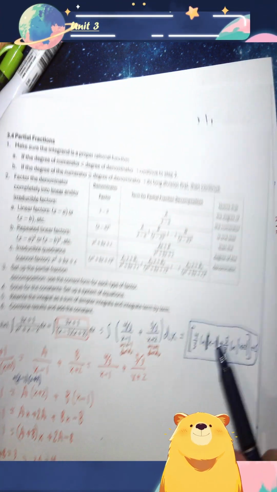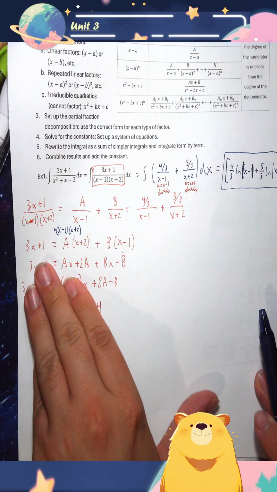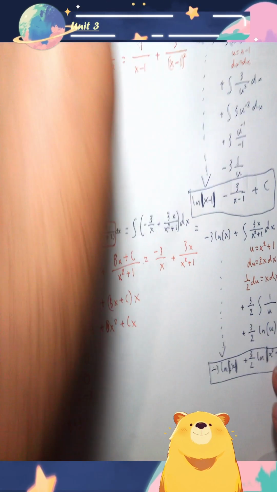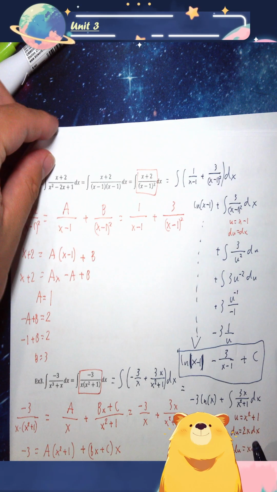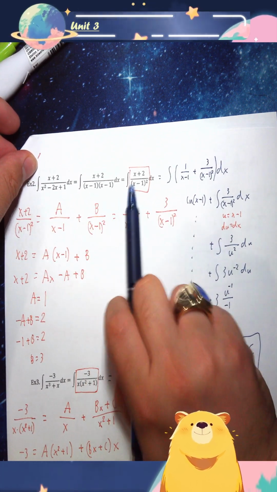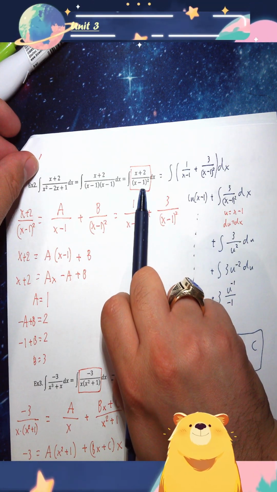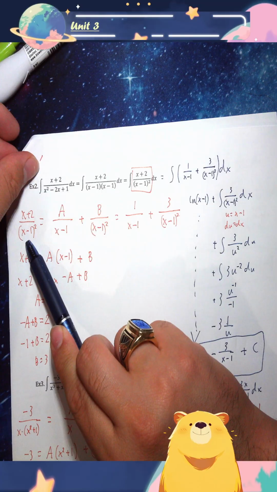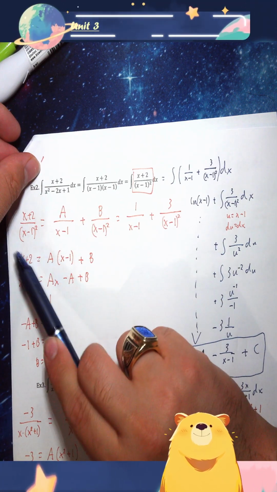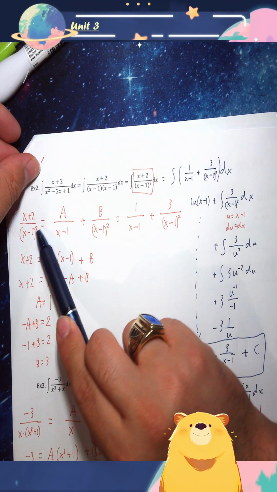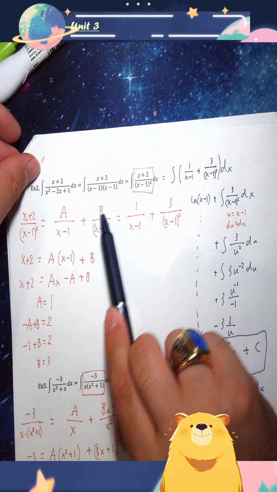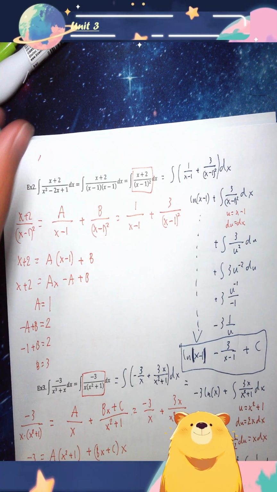The bigger difficulty of this problem lies in this part, in this red color. Let's go ahead and move on to this next page. So this next page has the issue where that bottom part is a repeated linear factor. So that means that our decomposition of this middle part, x plus 2 over x minus 1 squared, will be one constant over x minus 1 plus another constant over x minus 1 squared.